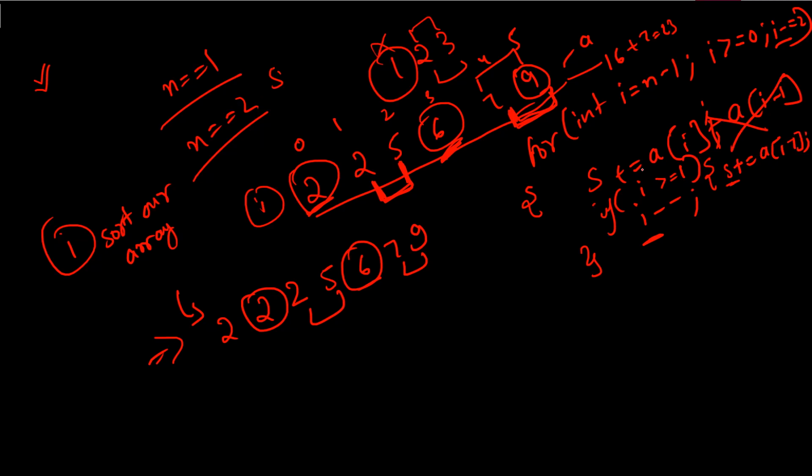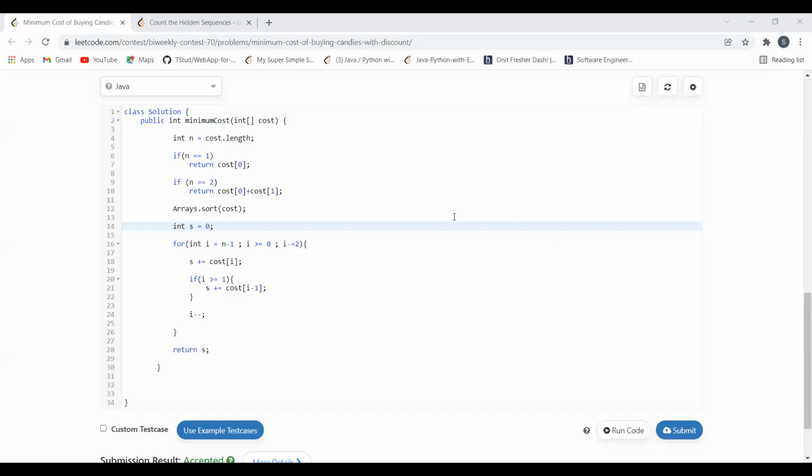S you can say is sum or something, right? And at the last we'll be returning this s. That will be having the minimum cost that we have to invest to buy the candies. So you must have understood the approach now. Okay, so let's move to the code part now.